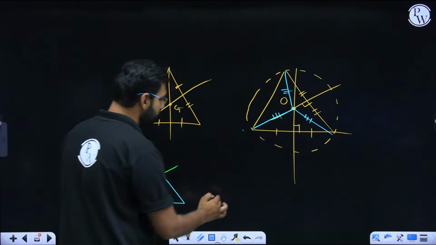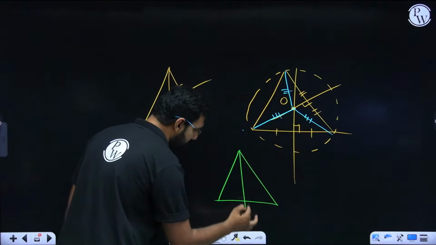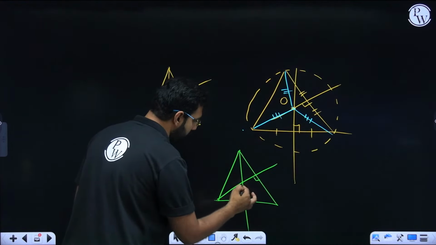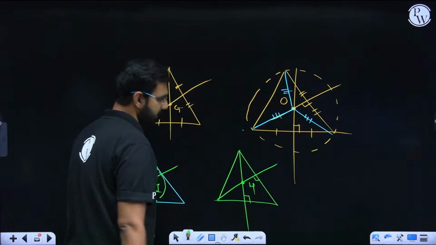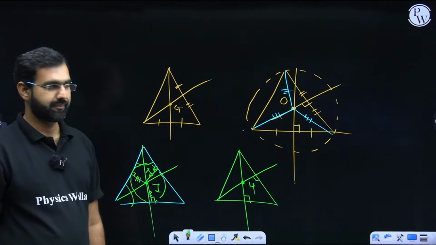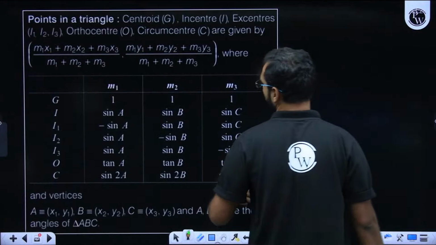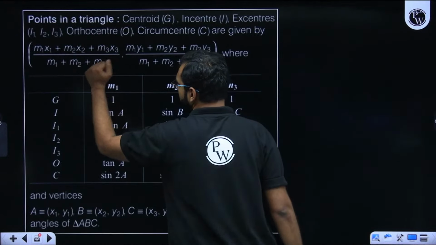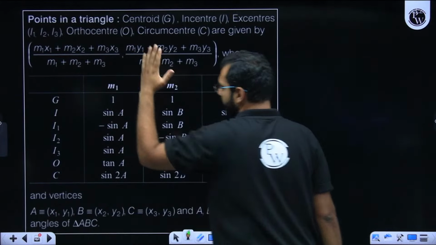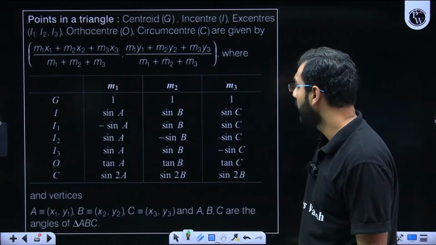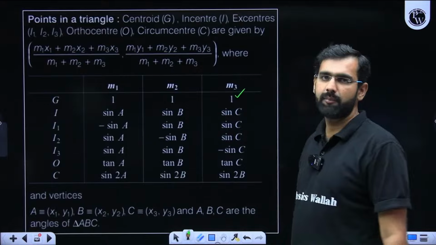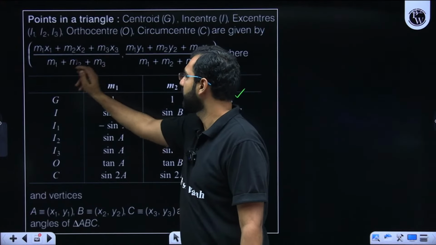And with altitudes, let's say there is a triangle, I drop a perpendicular altitude here, I drop a perpendicular altitude here. This is the orthocenter. So these are 4 types of centers. Now in the examination hall, you could be asked any of these. Simply remember this formula, m1, m2, m3 with x1, x2, x3 and m1 plus m2 plus m3. Now m1, m2, m3 changes. For centroid, m1, m2, m3 will be 1, which means (x1 plus x2 plus x3) by (1 plus 1 plus 1).